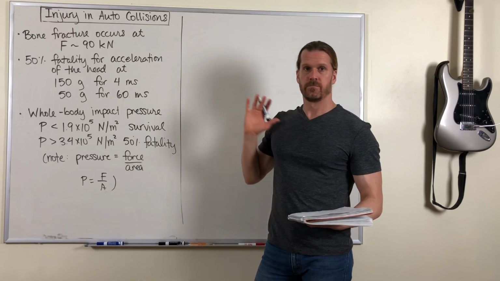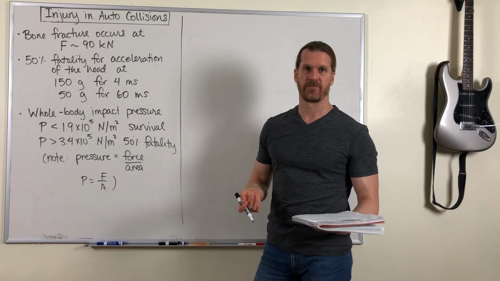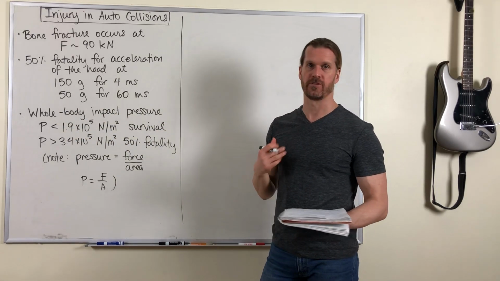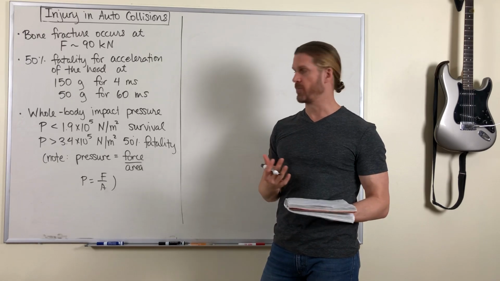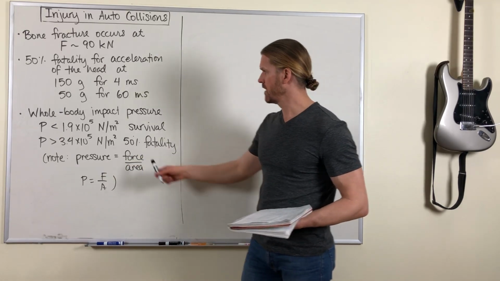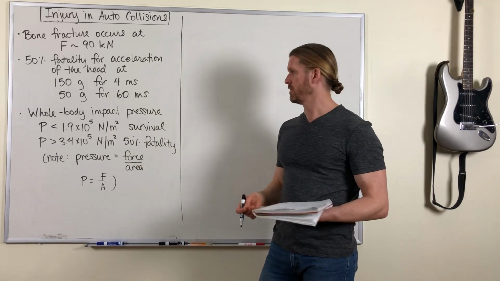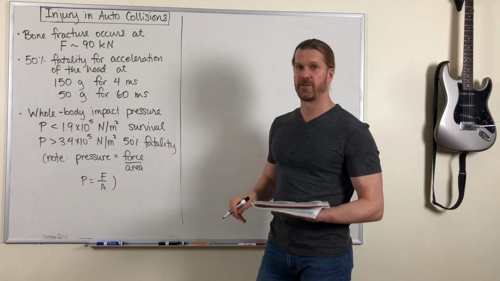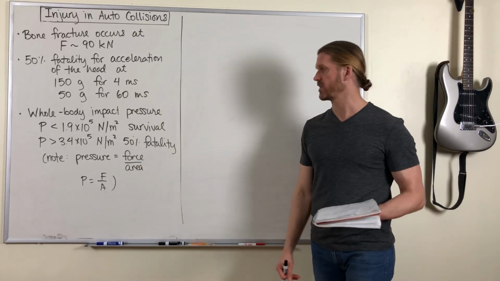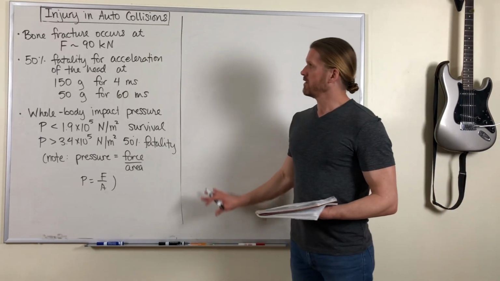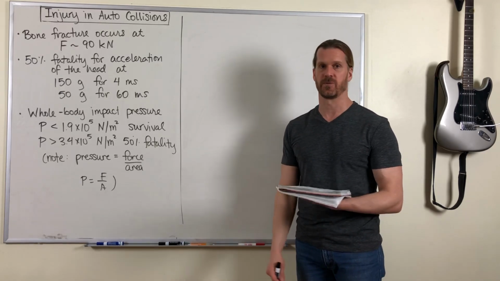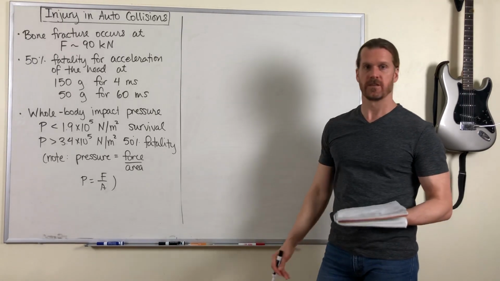Now, when your body collides with something, like the dashboard in a car crash, we can talk about the whole body impact pressure. That's the amount of force applied to your body divided by the area over which the force is applied. Pressure equals force divided by area. If that pressure is below about 1.9 times 10 to the fifth newtons per square meter, you survive. If that pressure is above 3.4 times 10 to the fifth newtons per square meter, that's fatal half the time. So these are loosely experimentally determined quantities. They depend a little bit on the situation, but these are good estimates.